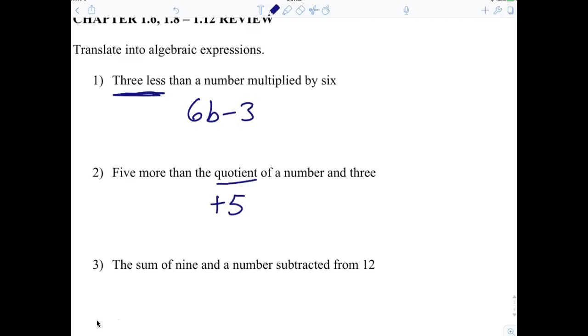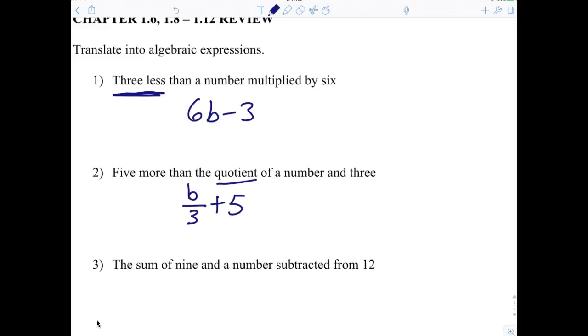Now, what does quotient mean? Yes, it does mean divide. Divide by 3. Does it matter what number or letter you want to pick? Now, remember, the only thing I want to tell you about quotient is I prefer that you make it a fraction. So b over 3 plus 5. b over 3 plus 5.